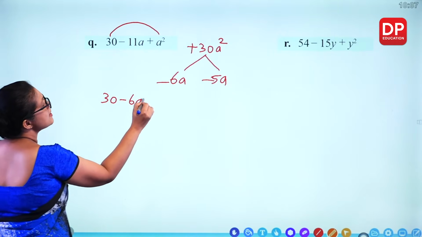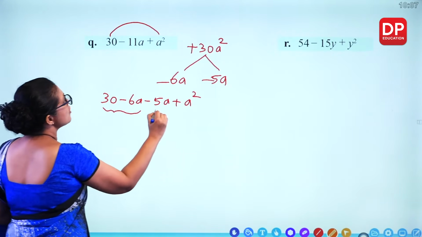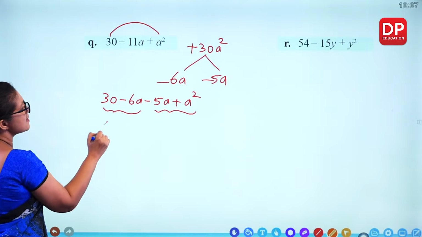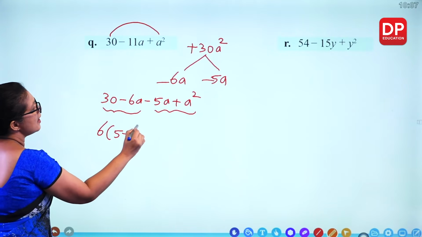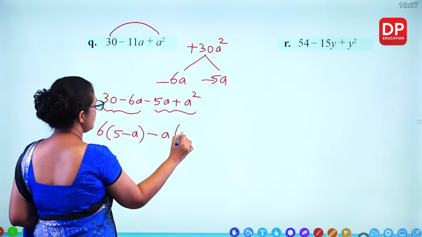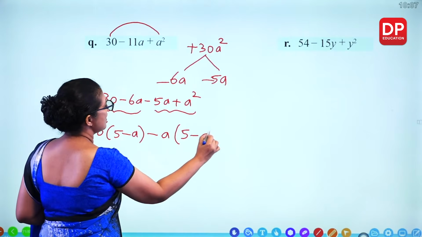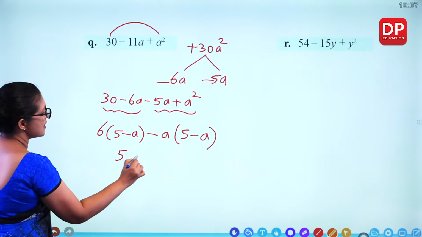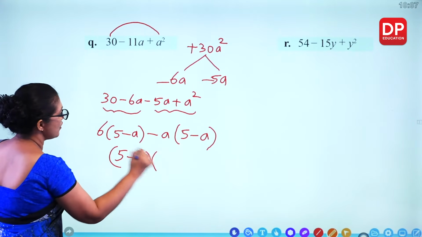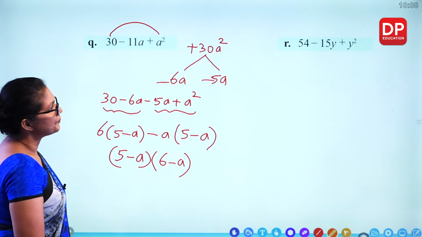Now split the middle term. When you take 2 at a time, 6 is common. And here a is common. I'll take minus a out because I need plus 5. Minus a again. So 5 minus a is common for both and the remaining one is 6 minus a.